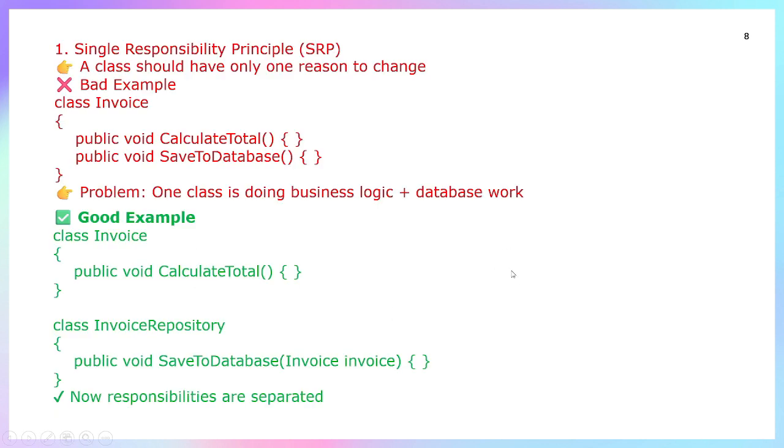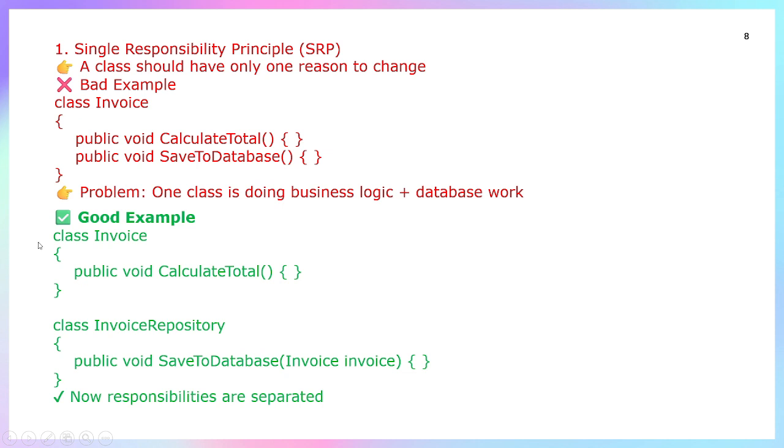Now here are the good examples which I was talking about earlier. Single responsibility: a class should have only one reason to change. Here you can see a class Invoice with a public void CalculateInvoice and a public void SaveData. We are calculating as well as saving the data in the invoice itself. So this is not good logic. One class is doing business logic plus database work.